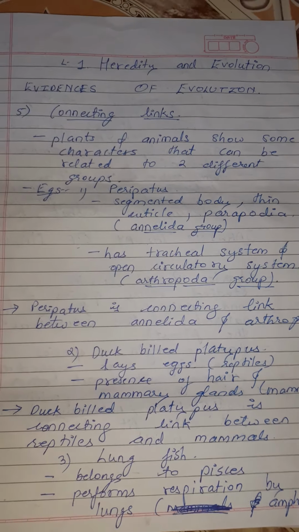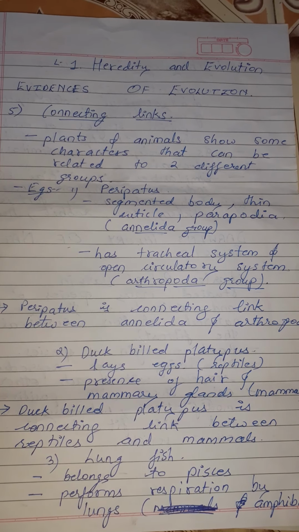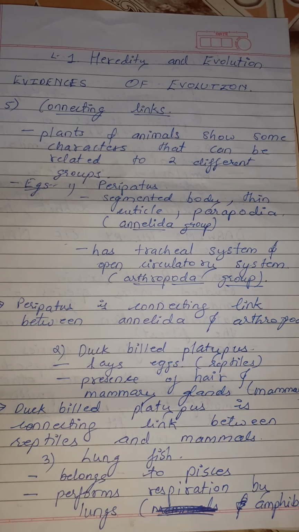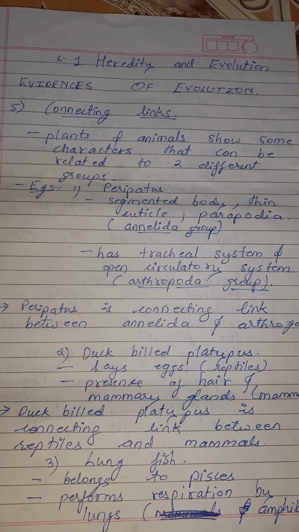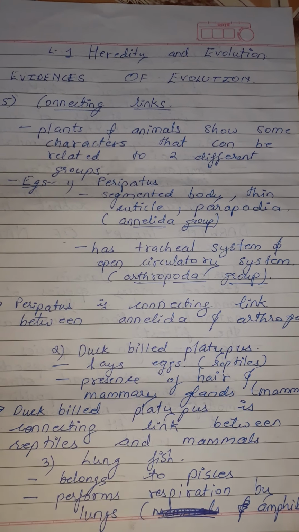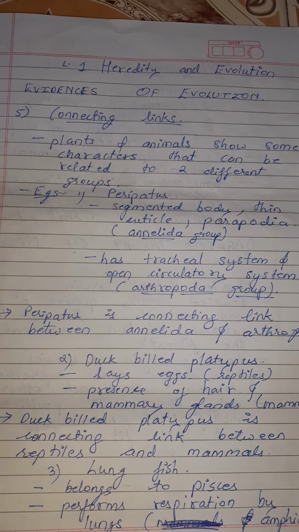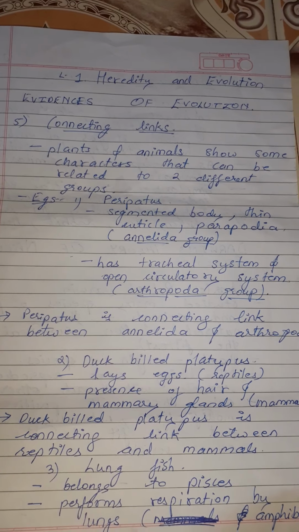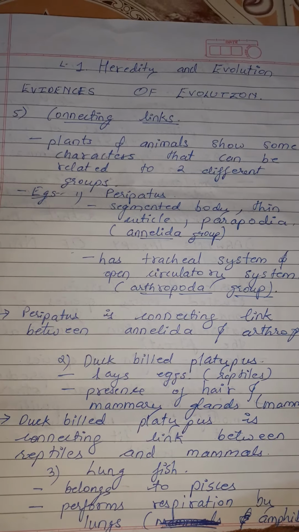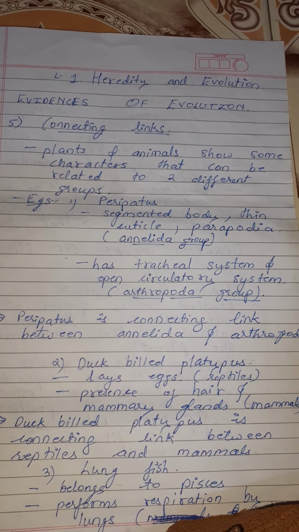Connecting links means there are some animals which show characteristics which are similar to some other animals, and some plants show some characteristics which are similar to some other plants. So, what does this prove? That the similar characteristics match because these different types of plants or animals have developed from the same ancestors. I'll give you a few examples.